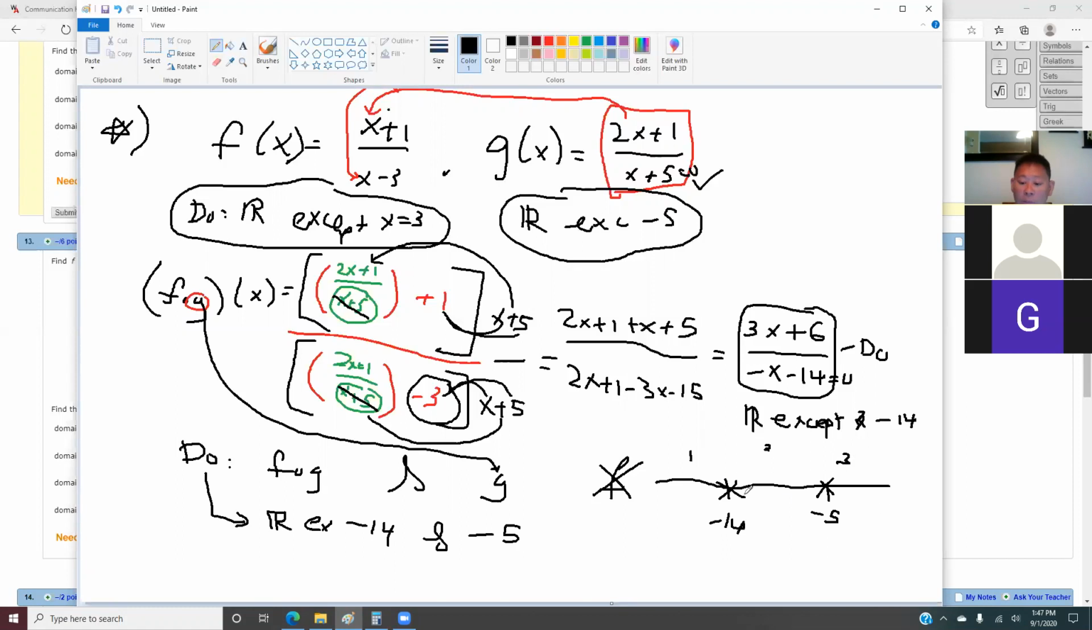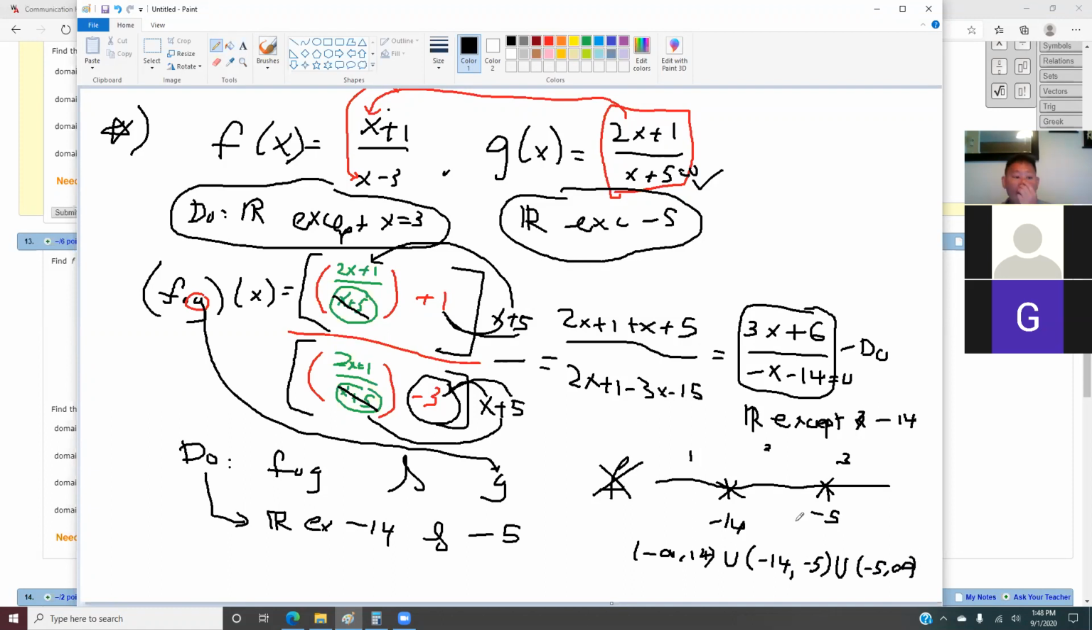So can someone tell me what the first interval looks like? Negative infinity to negative 14. Negative infinity to negative 14, yep. And I will answer that question, Parker, later on. And the middle one, from negative 14 to negative 5. And then the last one is from negative 5 to infinity. So this is the domain for this case.